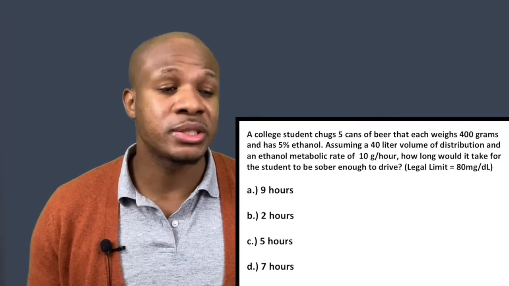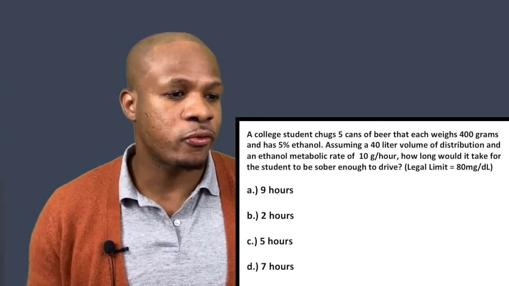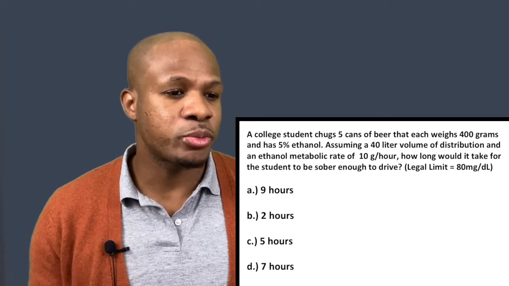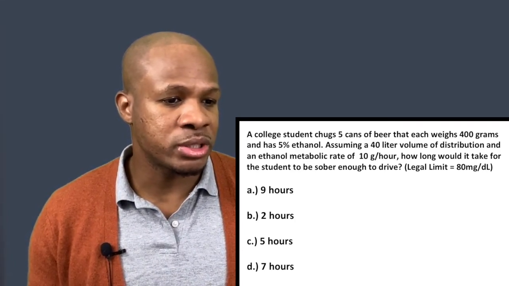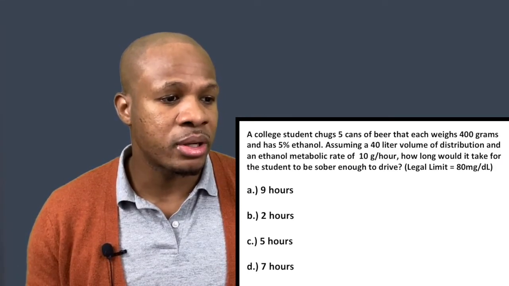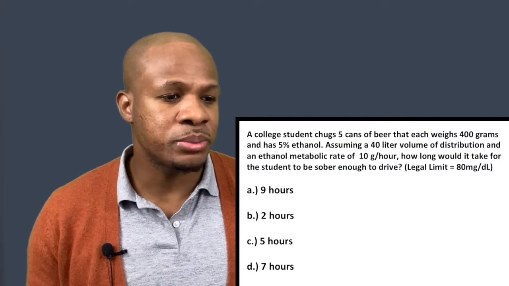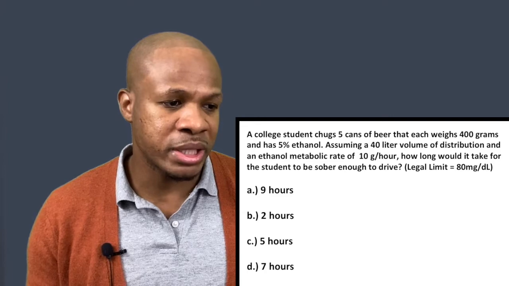Question number 3 states, a college student chugs 5 cans of beer that each weighs 400 grams and has 5% ethanol. Assuming a 40-liter volume of distribution and an ethanol metabolic rate of 10 grams per hour, how long would it take for the student to be sober enough to drive? The legal limit is 80 milligrams per deciliter.